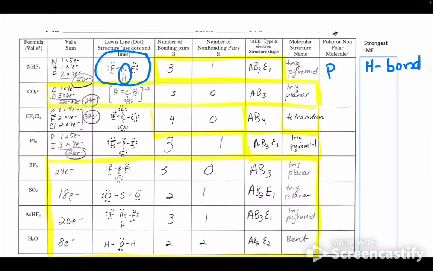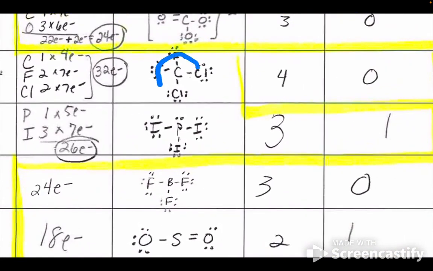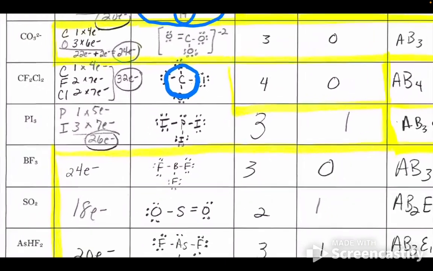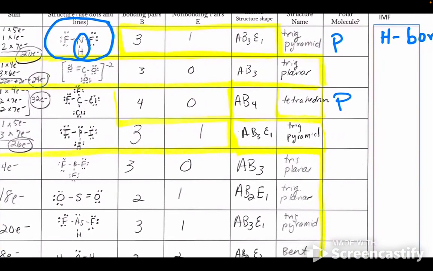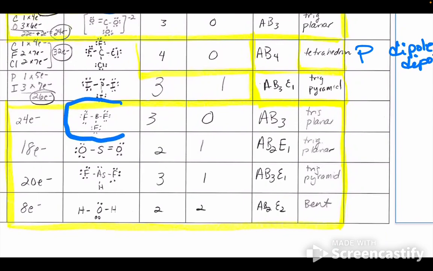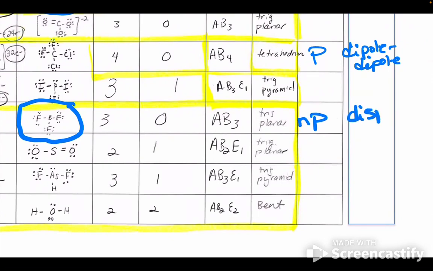Let's do this one here. It's a tetrahedron, and they're not all the same going around. So this is a polar molecule. I'll erase that so you can see. And then we ask ourselves, does it have hydrogen bonded to nitrogen, oxygen, or fluorine? No. So this is dipole-dipole. Here, this one is a nonpolar molecule because the fluorines around the boron are all the same. So they cancel out. So then this would only have dispersion forces.